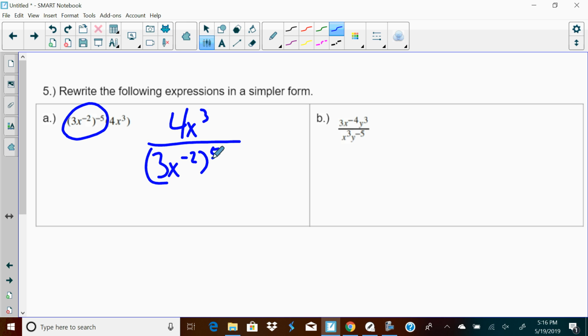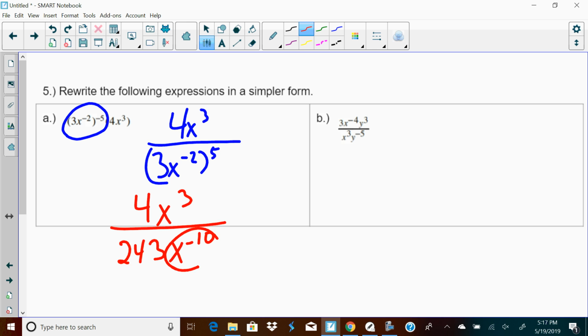On the top I'm still going to have 4x to the 3rd. On the bottom I'm going to have 243 x to the negative 10th. So now this x to the negative 10th is going to come up. So I'm going to get 4 x to the 13th over 243.